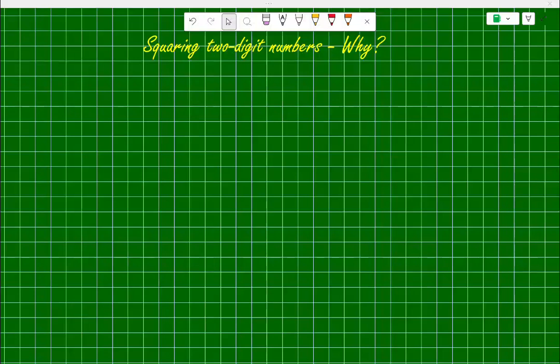In this video, I will explain why the method of squaring two-digit numbers in the previous video works. The idea of the method is that we want to square a number. I will call that number x. So x represents any number that we'd like to square, and then we want to find x squared. We think about x squared as being x times x.